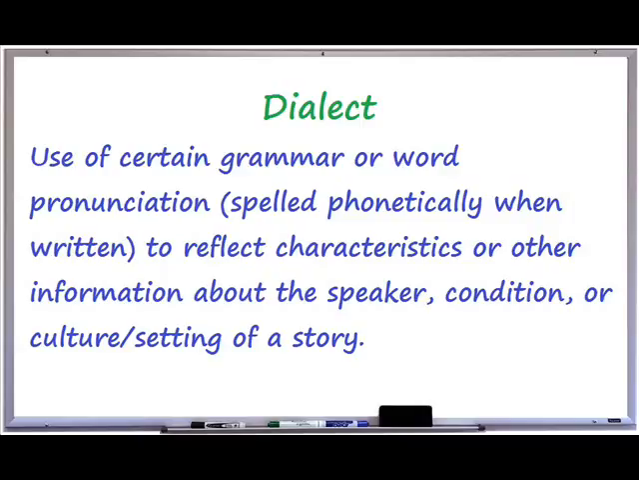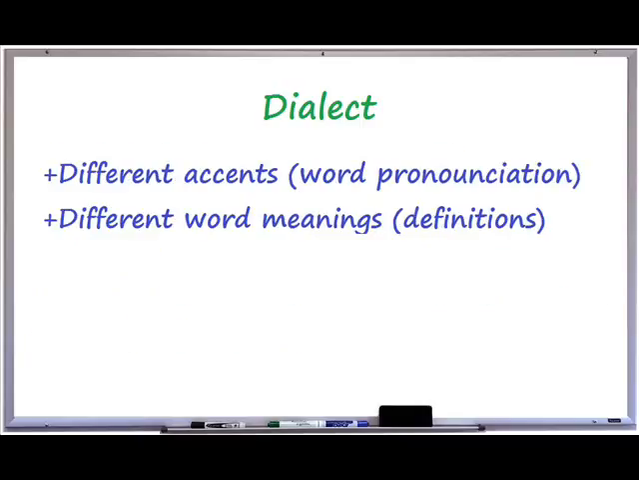Dialect. Use of certain grammar or word pronunciation, spelling phonetically when written, to reflect characteristics or other information about the speaker, condition, or culture and setting of a story. Just because two people speak the same language doesn't mean they use it in the same way. Different regions and localized groups therein defy standard grammar rules and pronounce words or sounds in unique ways.